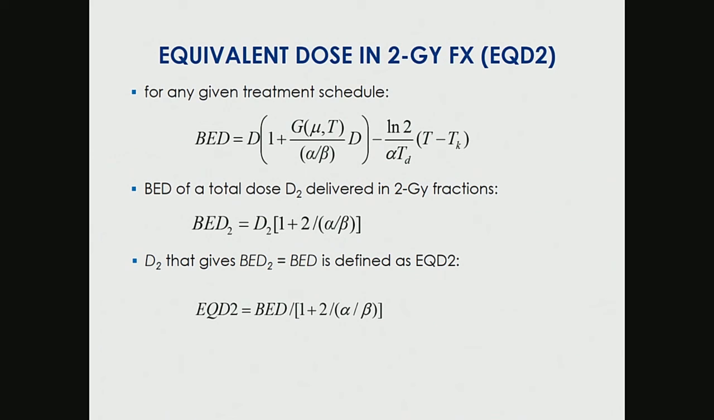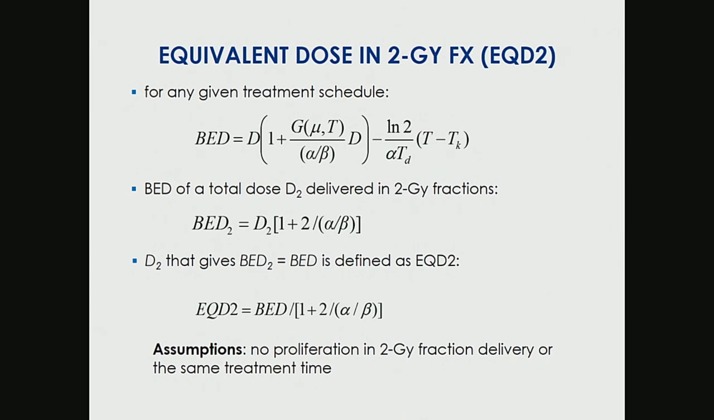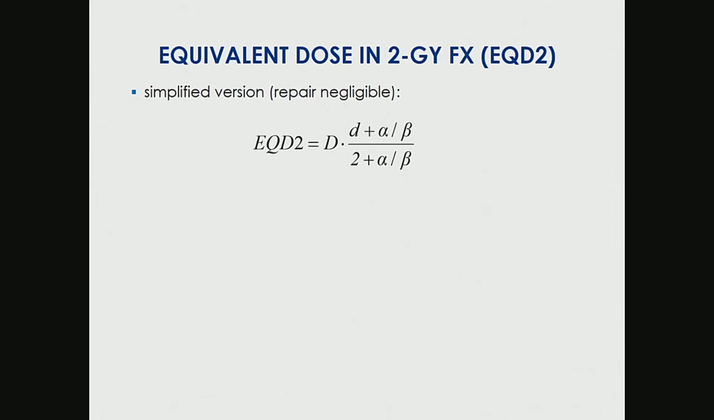in 2 Gray fractions. So strictly speaking, for EQD2 to apply in a theoretically correct way, the treatment time between the 2 schemes has to be the same, or you can assume there is no cell proliferation. This is a simple form of EQD2, which we often see in the protocols.